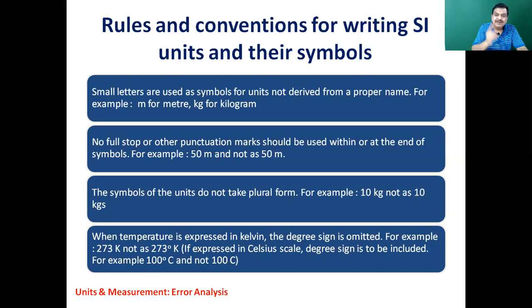But when you use centigrade, then you have to write degree centigrade. 36.8 degrees centigrade is the temperature of human body. Got it? For example, 273 Kelvin, not as 273 degree Kelvin. If expressed in Celsius scale, the degree sign is to be included. For example, 100 degree centigrade, not 100 centigrade.